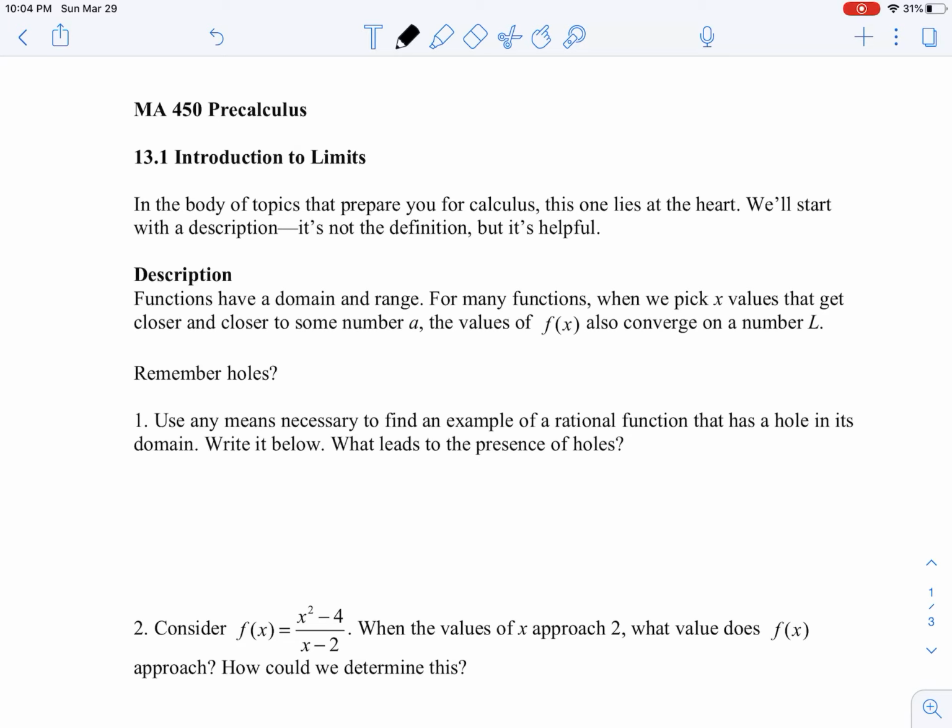Description. Functions have a domain and range. For many functions, when we pick x values that get closer and closer to some number a, the values of f of x also converge on a number L.